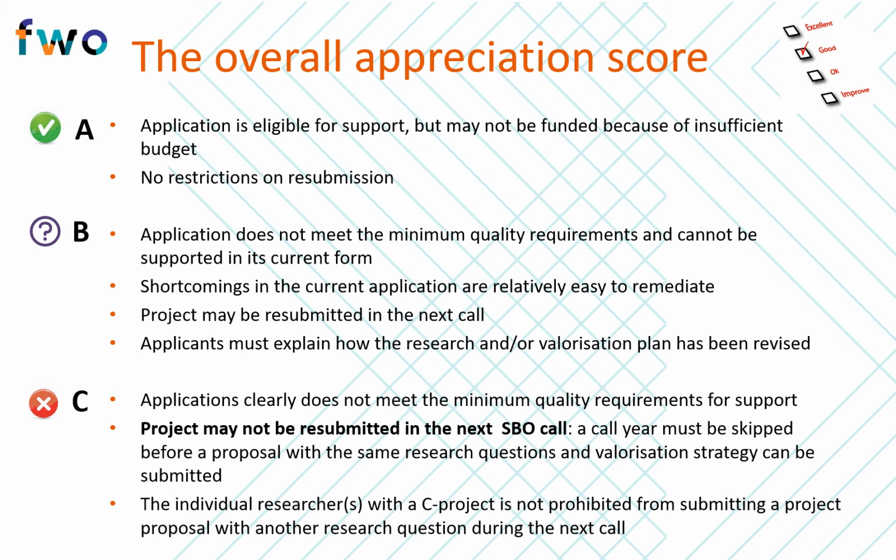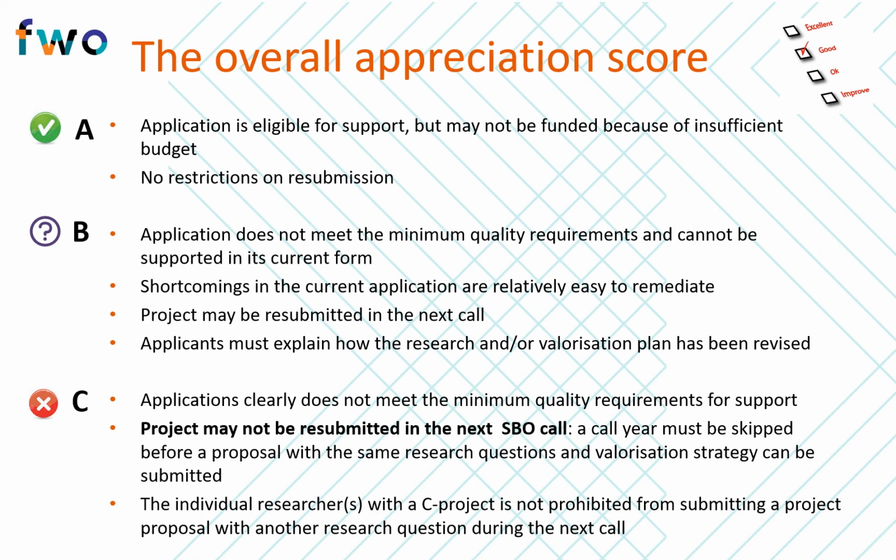Category C concerns applications that clearly do not meet the minimum quality requirements for support. For example, the proposal does not fit the finality of the program, or the project or parts thereof are submitted too prematurely. A C score could also be assigned in case of a clearly negative appreciation on both assessment dimensions, or a particularly negative appreciation of the scientific quality, or finally because of shortcomings that are difficult to remediate. In case an application is classified in Category C, it cannot be resubmitted in the next call. In other words, a call year must be skipped before a proposal with the same research questions and utilization strategy can be submitted.